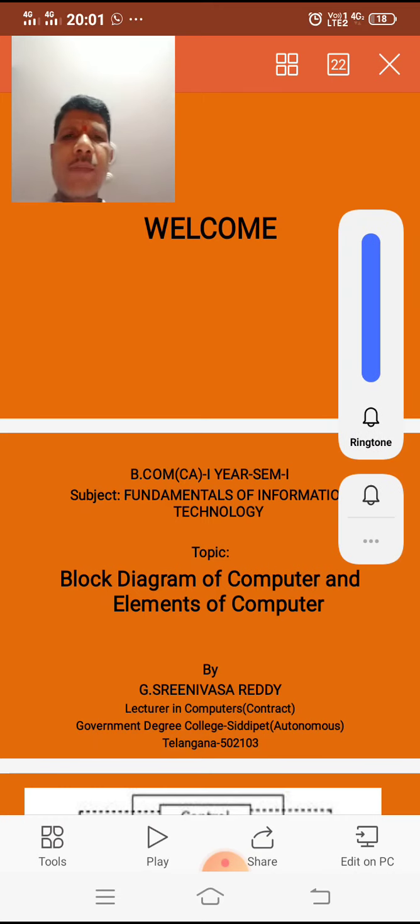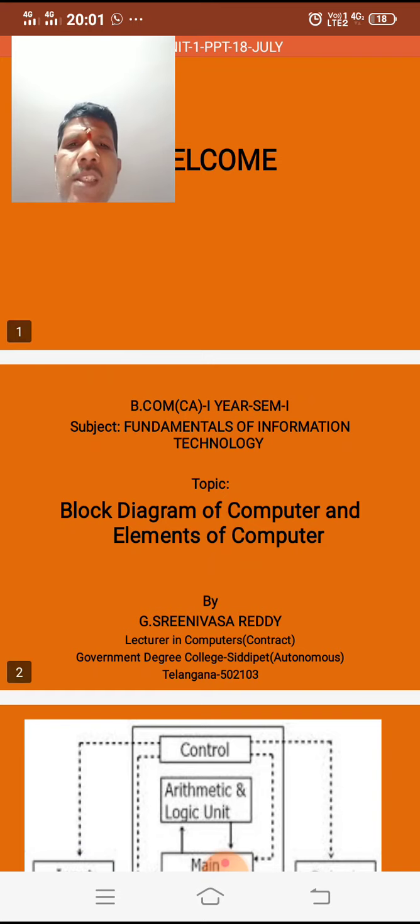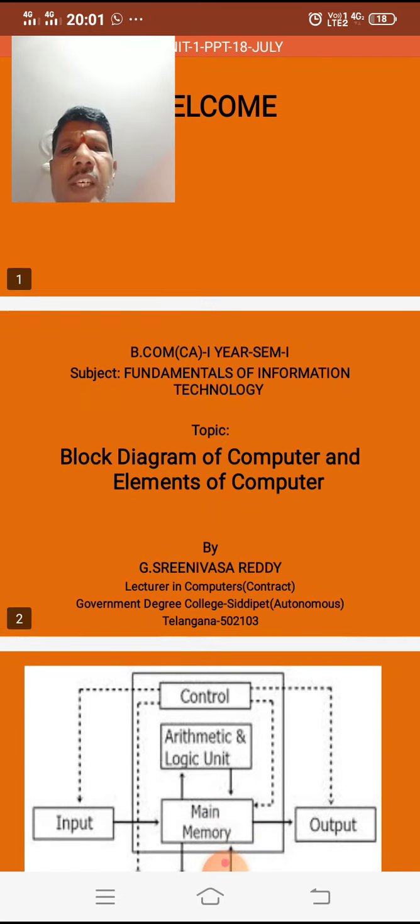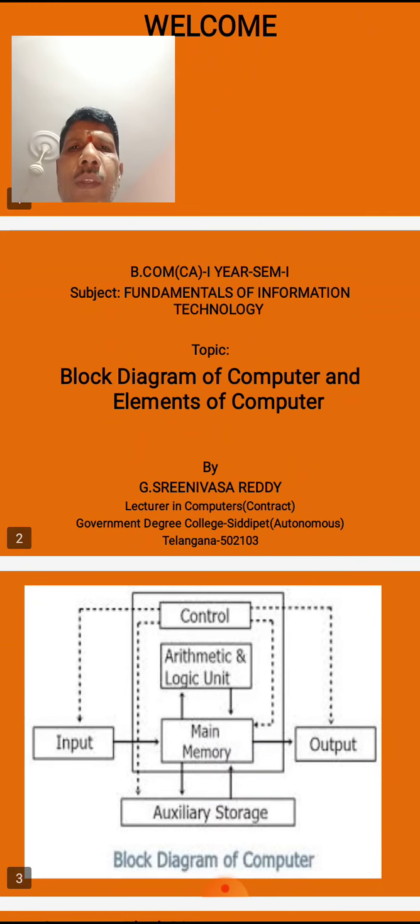Now the class for BCom Computer Applications first year semester 1. Subject is Fundamentals of Information Technology. Today's topic is Block Diagram of Computer and Elements of Computer by G. Srinivas Reddy, lecturer in Computers, Government Degree College, Siddipet, Autonomous in Telangana State.